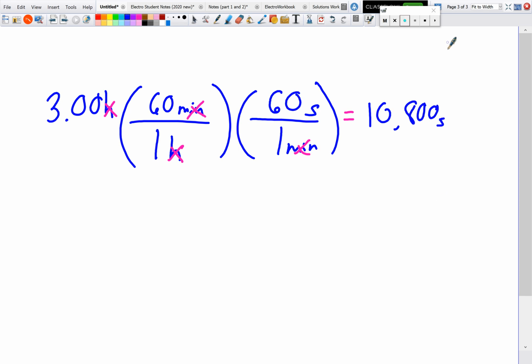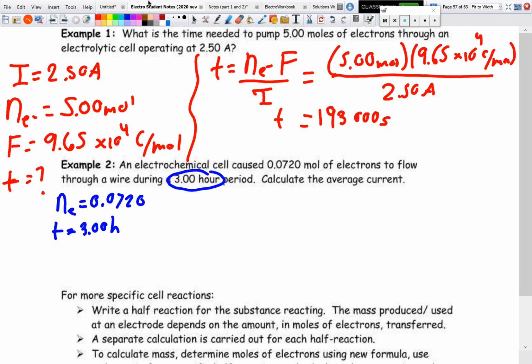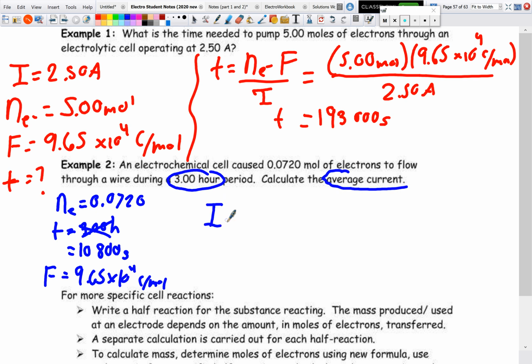seconds. So we can take that and scratch this out, and time is equal to 10,800 seconds. We know Faraday's constant is given to us, 9.65 times 10 to the 4 coulombs per mole. Now for this one here, the average current. So we can use our equation from the previous page.